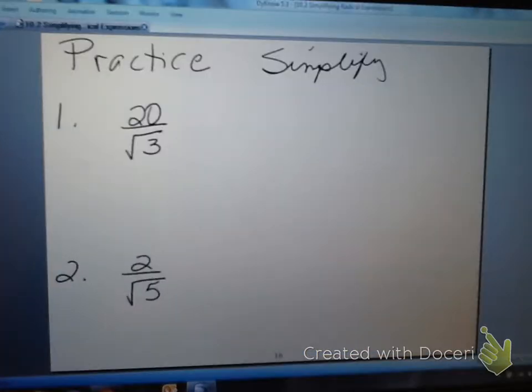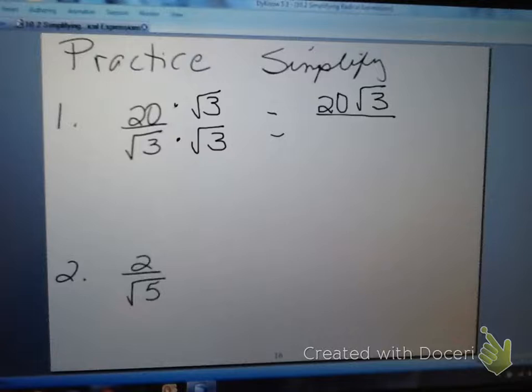Let's do some practice problems. Number 1. I cannot have that radical in the denominator, so I'm going to rationalize the denominator by multiplying both top and bottom by the square root of 3. 20 times square root of 3 is 20 square root of 3. Over square root of 3 times square root of 3 is square root of 9, which is 3. Now, look to see, I cannot reduce the 20 over 3, so I am done.